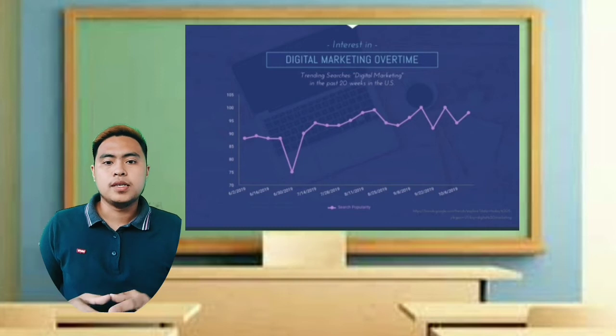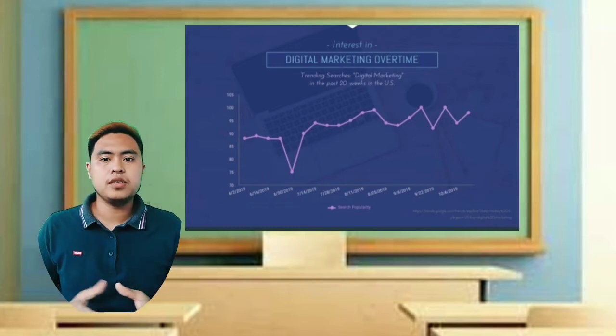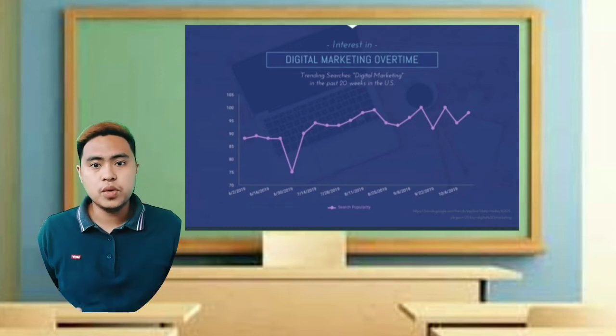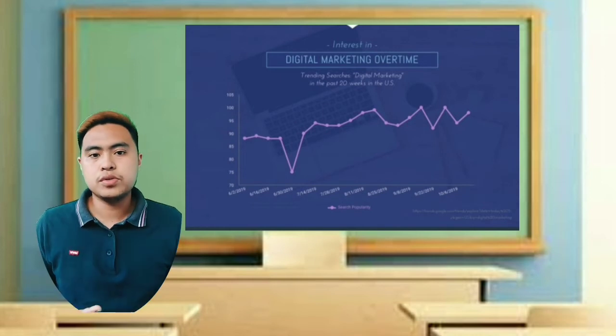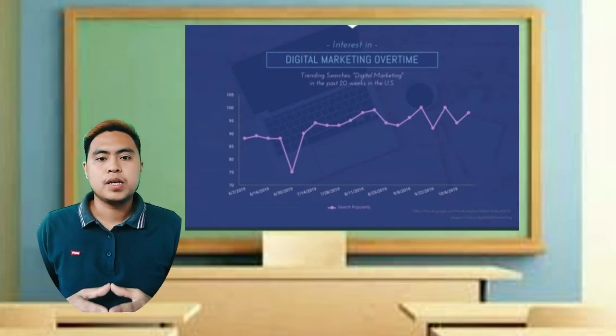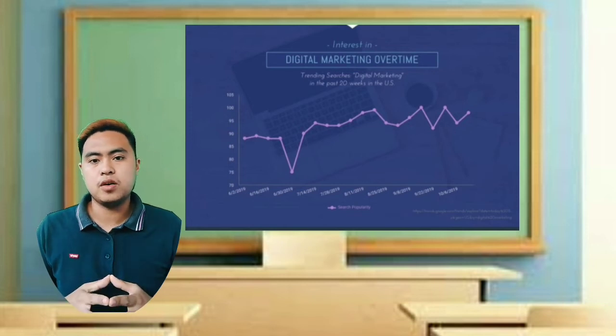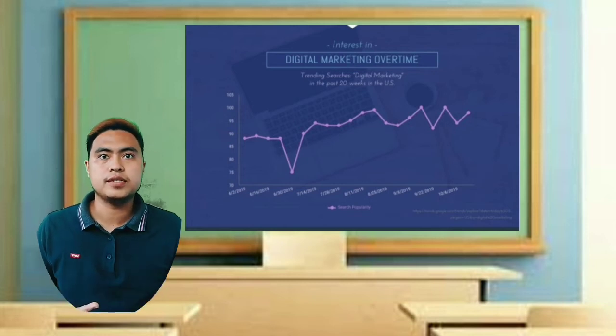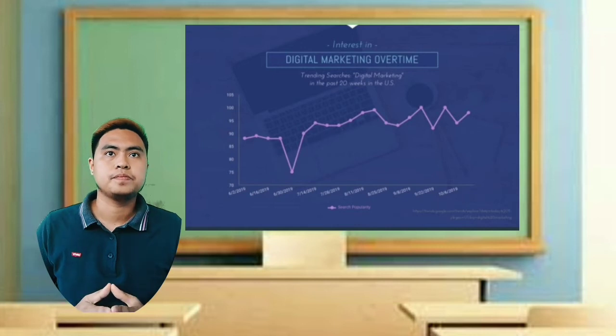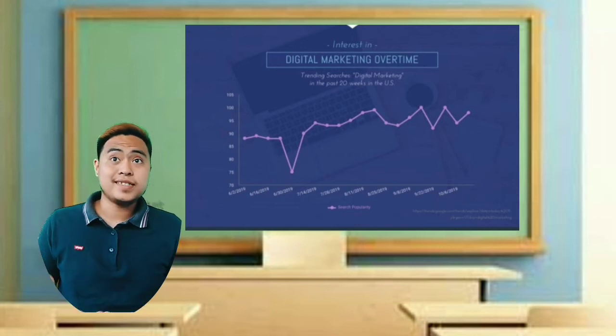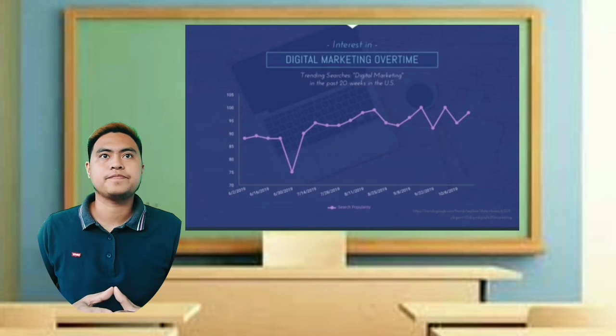For example, the interest in digital marketing over time can be visually shown with ease through the use of a line graph. Simply plot each number of searches along the timeline to view the trend. And that is a line graph, class.